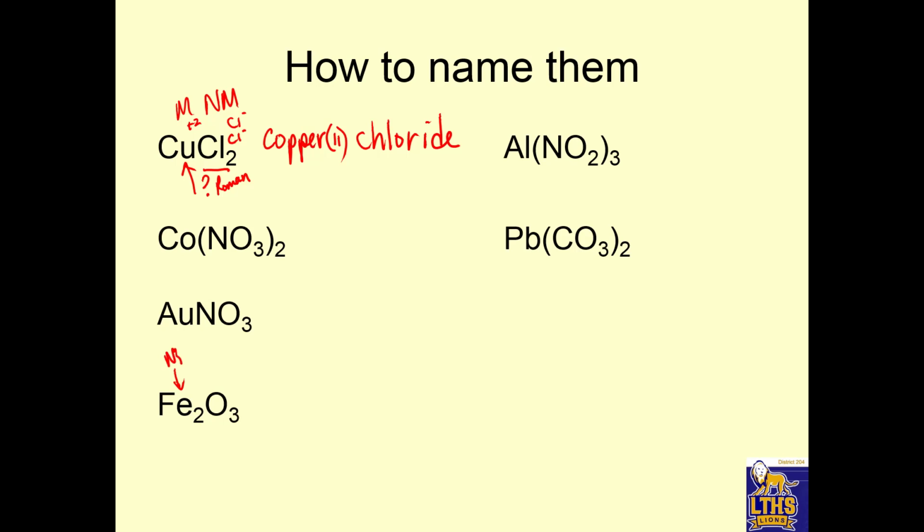So this is a metal. This is a non-metal. How do I write the name? I write the name of the metal, iron. Name of the metal, oxide. And I say to myself, self, where is this on the periodic table?